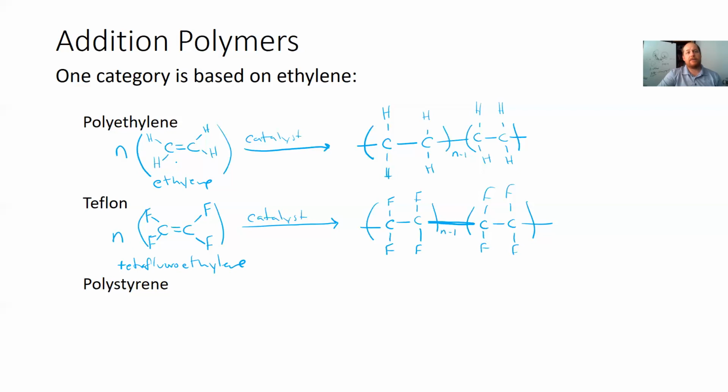But they often, or usually, have this C double bond C, this ethylene structure to them. So polystyrene is no different. Well, it is a little different in that it has other things bonded to the carbons. So this is essentially an ethylene with a phenyl group.